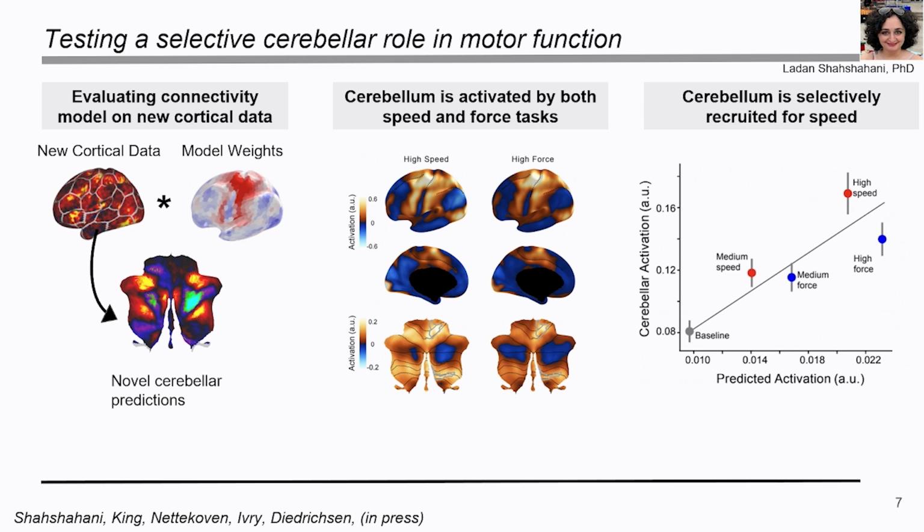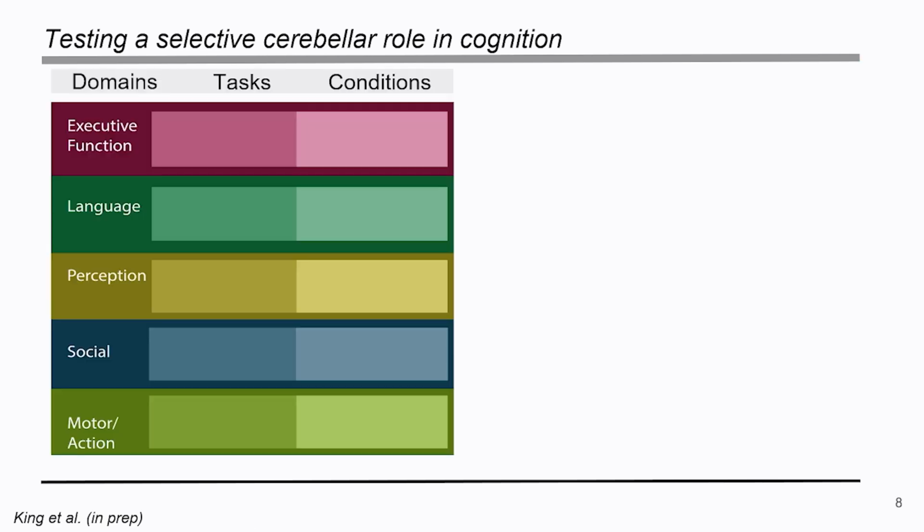So the connectivity model wasn't able to fully estimate or predict these two different conditions, suggesting that the cerebellum may be selectively recruited for speeded movements, which is really interesting. And we then wanted to test this, but now across different cognitive tasks.